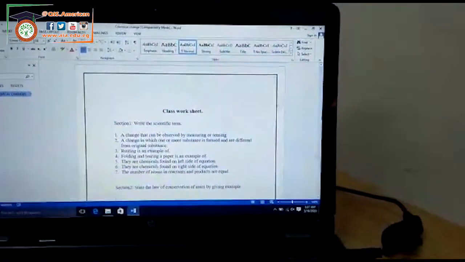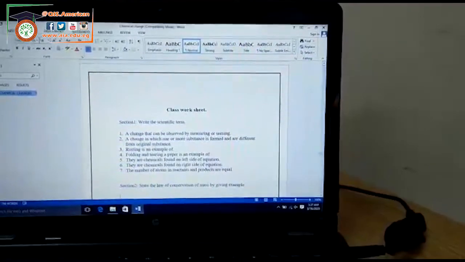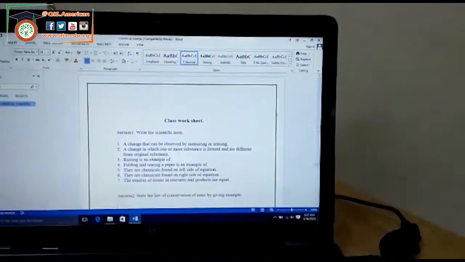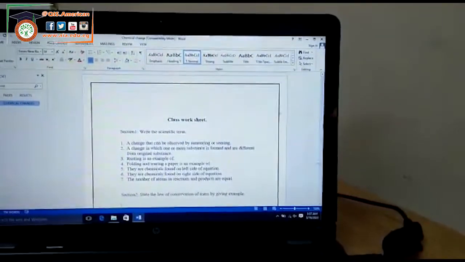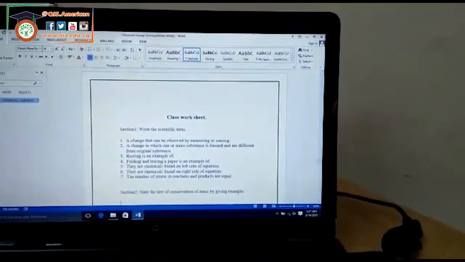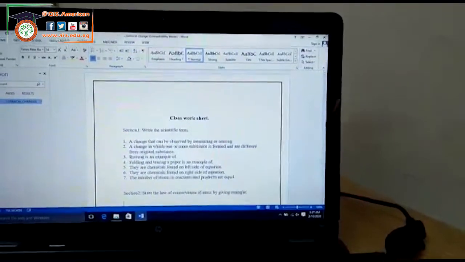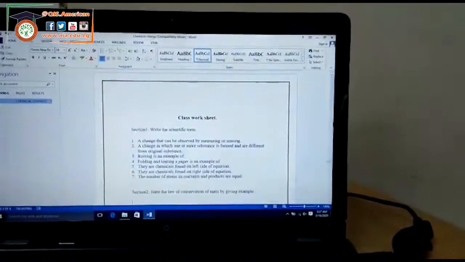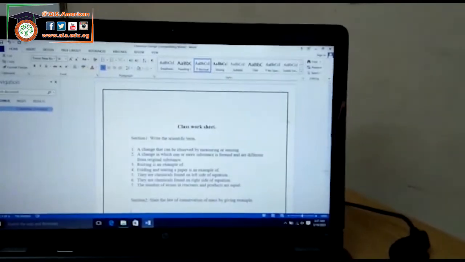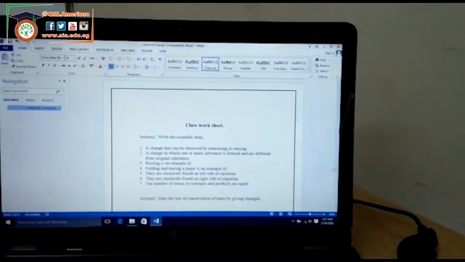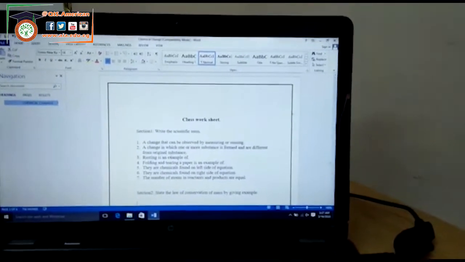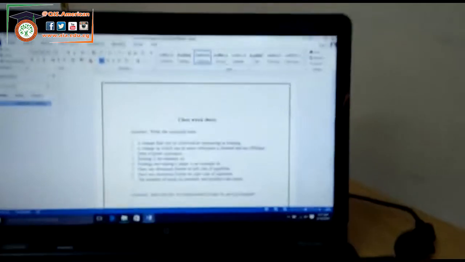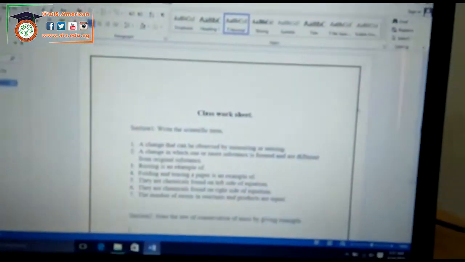Number 2, a change in which one or more substances are formed and are different from the original substance. Suppose that we have a paper and we burn it. It changes into ash, water vapor, and carbon dioxide. Can the ash return back to be a paper? No. Can we burn it again? No. So it is a chemical change. So number 2, a change in which one or more substances are formed and are different from the original substance is a chemical change.